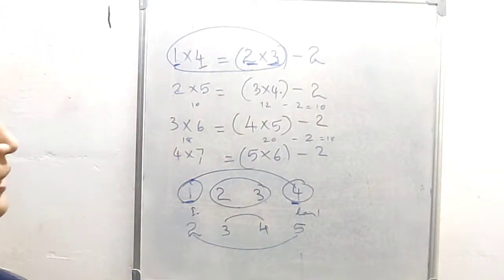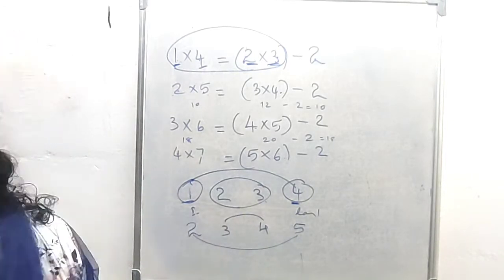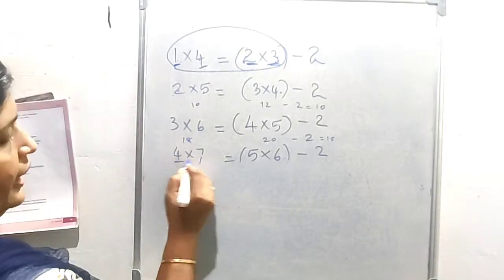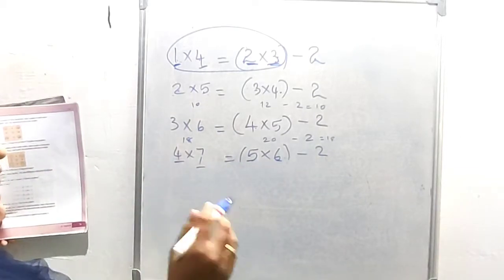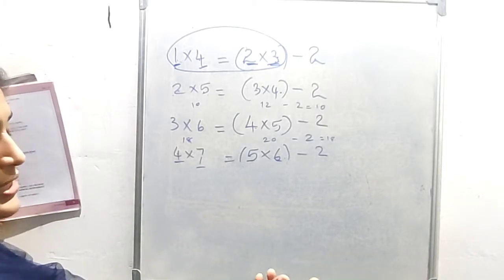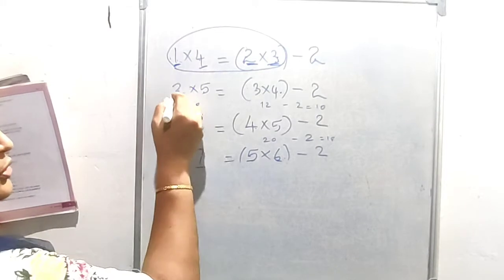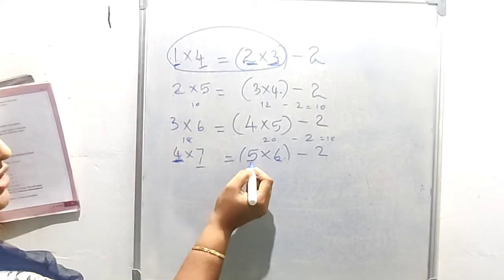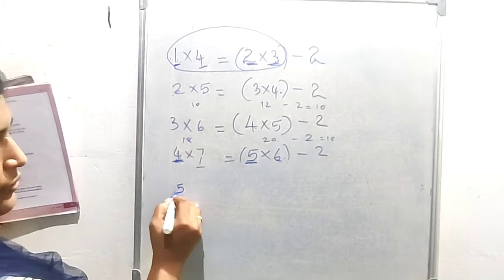So the first step is to write the next two lines of this pattern. Here we take 4, 5, 6, 7. Now which is the next consecutive set of natural numbers? Here we reached 4: 1, 2, 3, 4. So which is the next number? Yes, 5 is the next number. So 5 into.